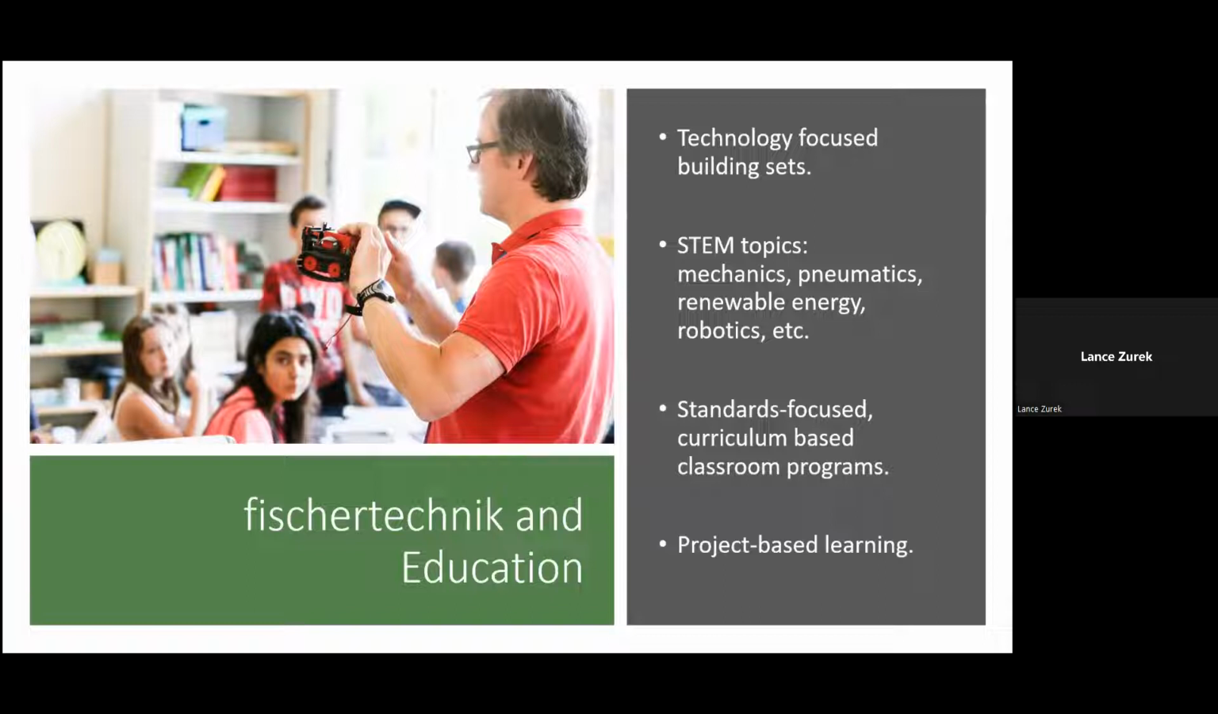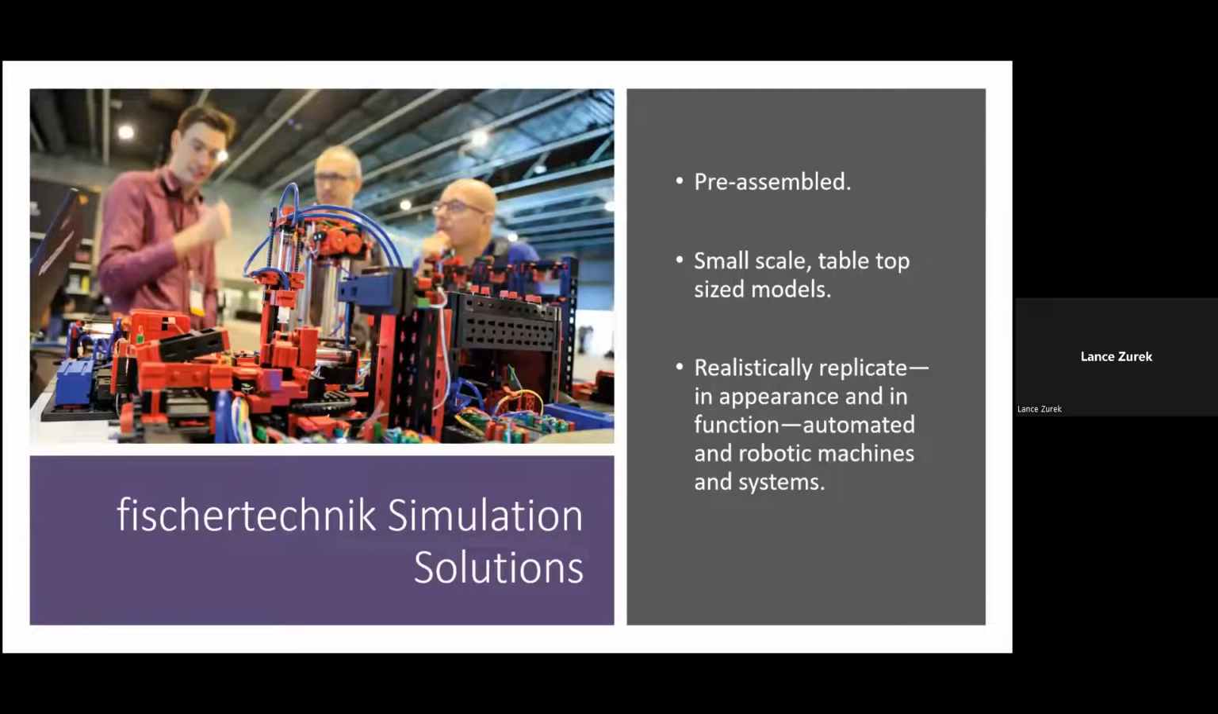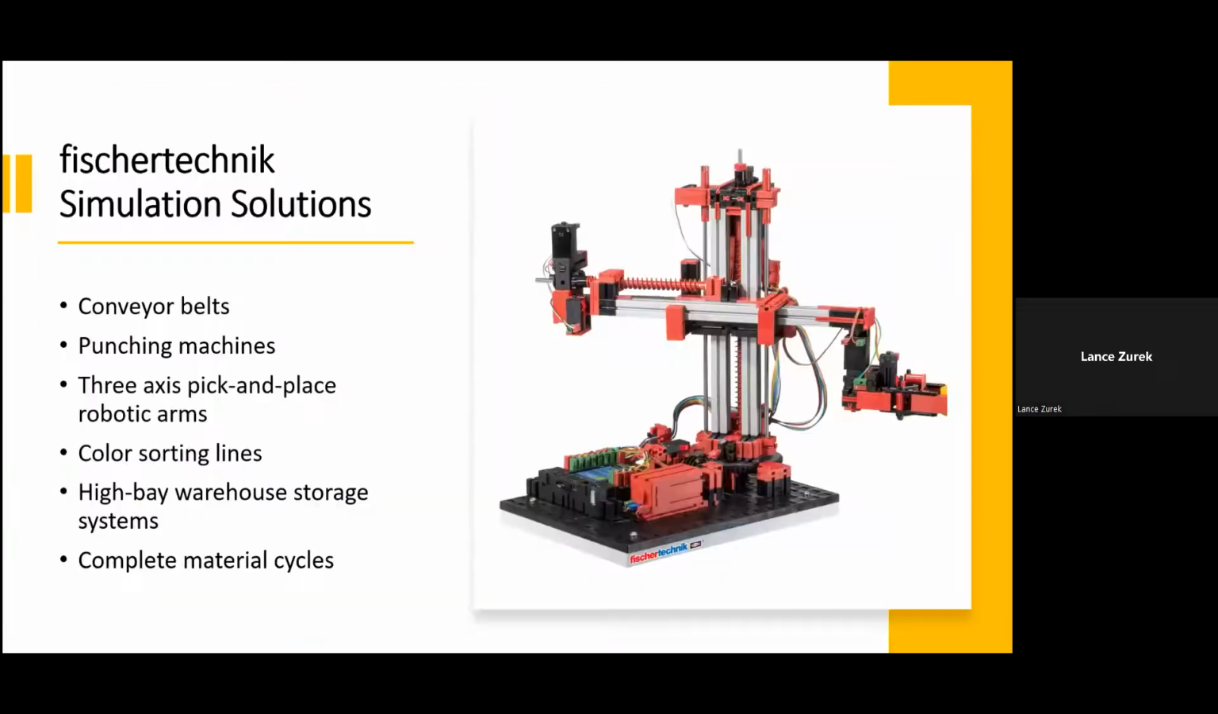Getting back to the fischertechnik simulation models, though, which are, of course, the subject of today's presentation, these are something much different. This line consists not of kits, but of a series of pre-assembled small-scale models, which again replicate in appearance and function various automated robotic machines and systems. Models in the fischertechnik simulation line include things such as conveyor belts, punching machines, 3-axis pick-and-place robotic arms, color sorting lines, and even a high bay warehouse storage system.